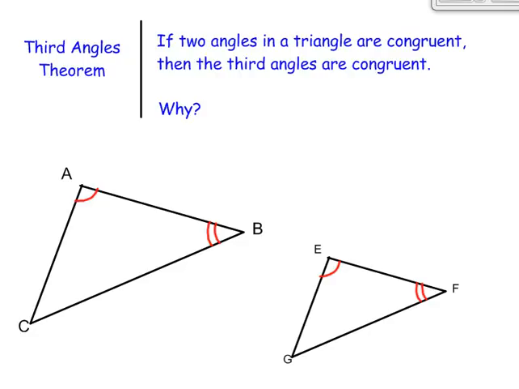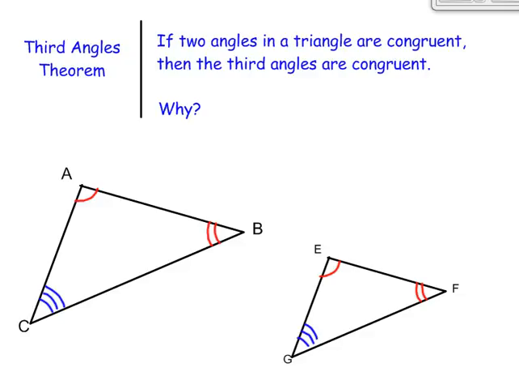Well, I know that angles E and F in the right triangle are the same numbers as A and B. So if I add those together and subtract them from 180, I should get the same number. So therefore, I know that angle C and angle G also must be congruent because they must be the same number. So a simple theorem, it just says if you know two of the angles of a triangle, you know the third angle of the triangle.